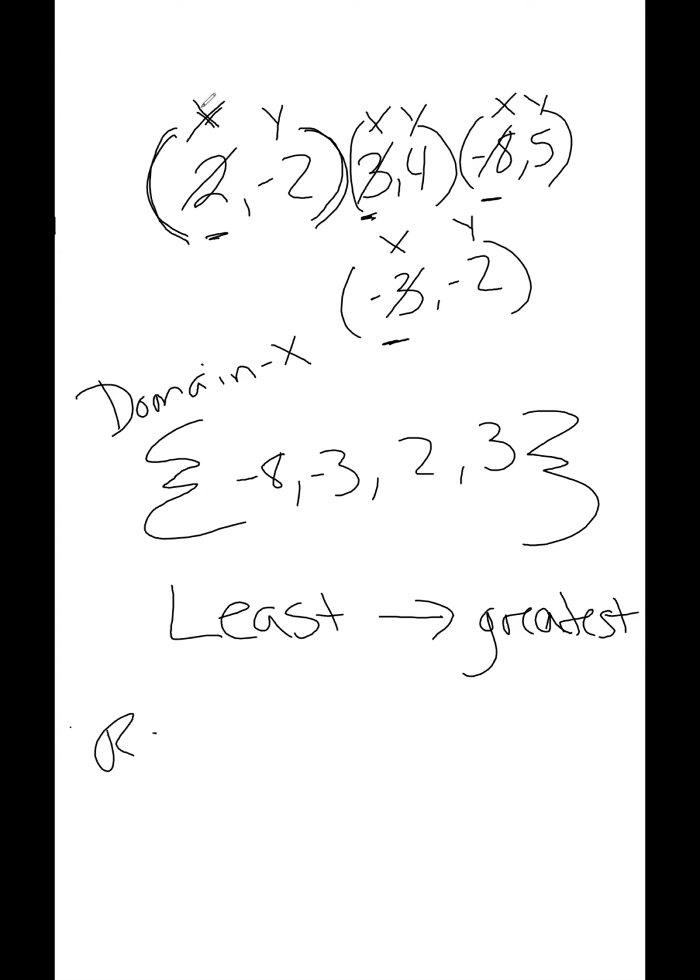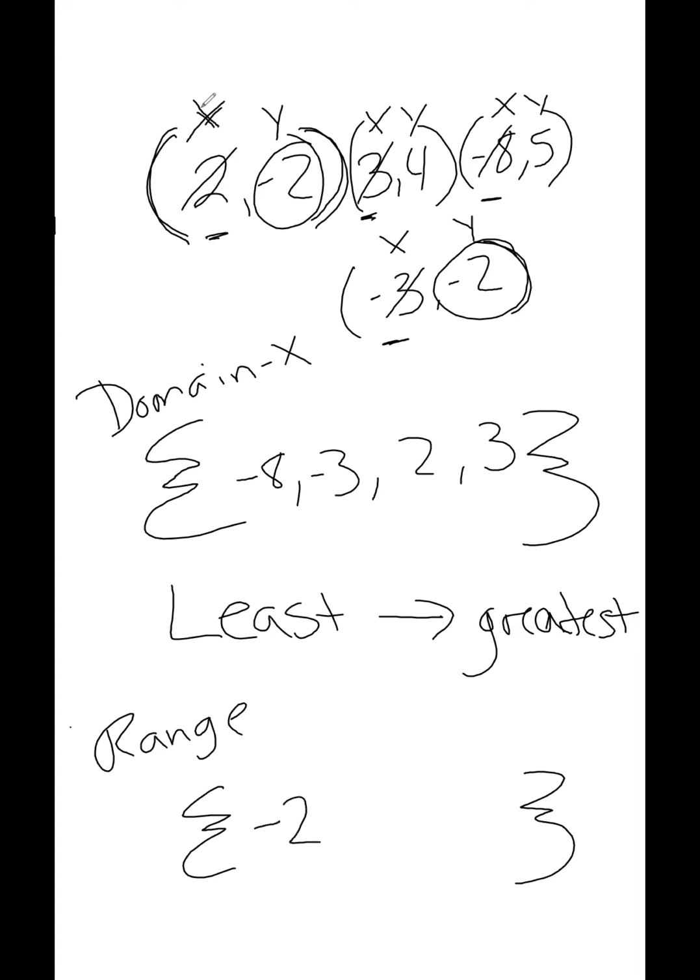Then I'm going to do my range. Fancy brackets. All right, so if you notice on the range, we have this -2 here and this -2 here. Well, when you have them repeat, you just list them one time. So you'd have -2, 4, and then 5. You don't need to repeat it. And then you're done. Remember that range is y. And so we just did our y values, and that's all you're doing. You're just listing your numbers, least to greatest. This was number 4.